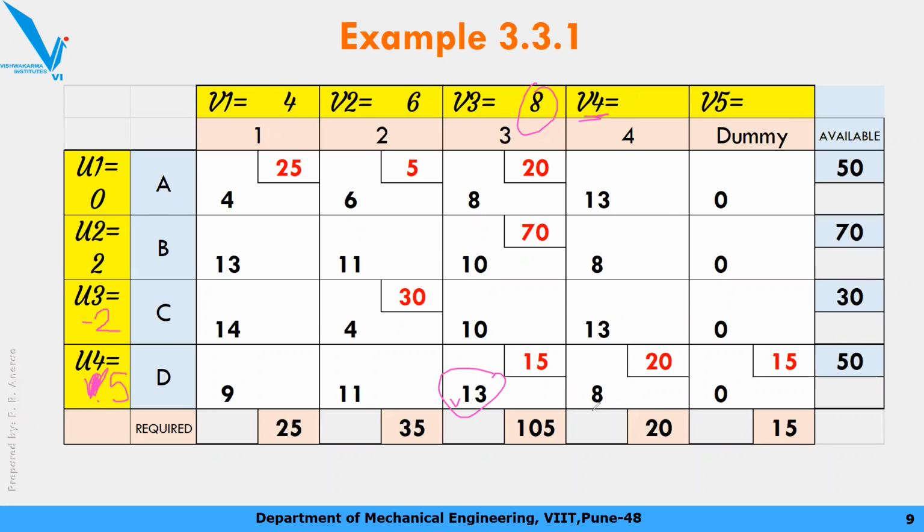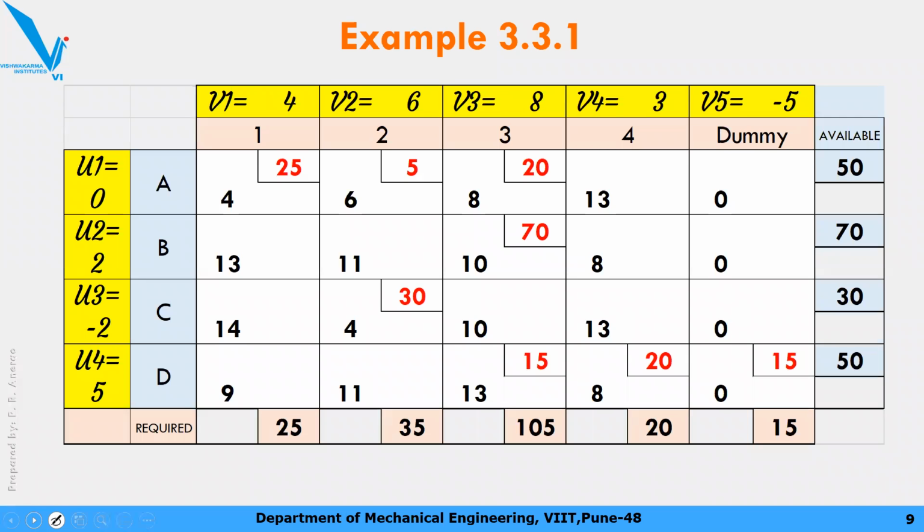Go for v4 now. For v4, calculation: 8 equal to 5 plus how much is equal to 8 for v4? So v4 will be equal to 3. Then v5. u4 is 5. So 5 plus how much is equal to 0? So that will be minus 5. So calculate all the values of u1, u2 and v1 up to v5.